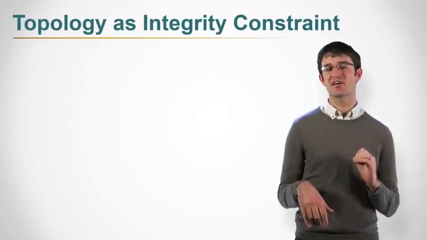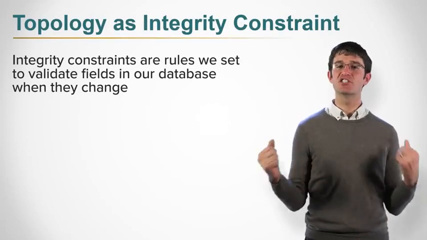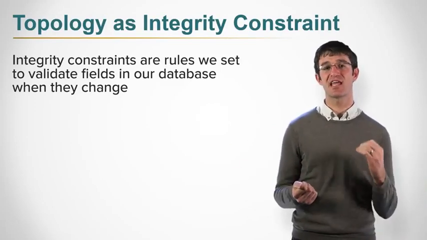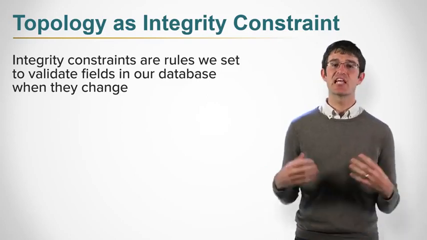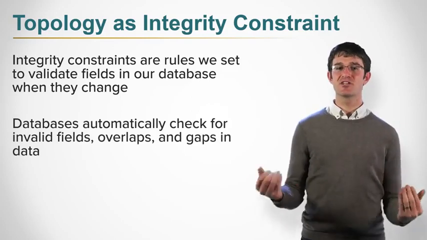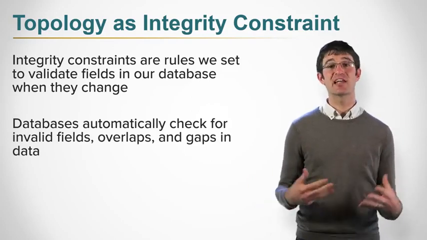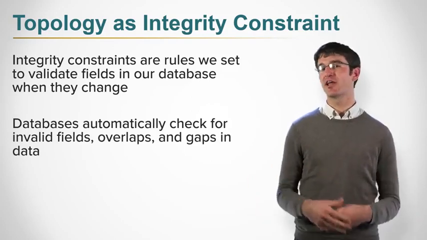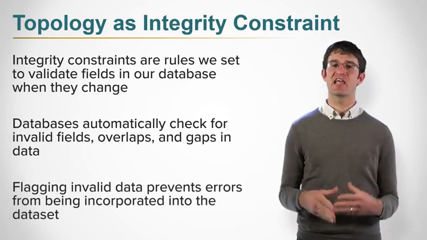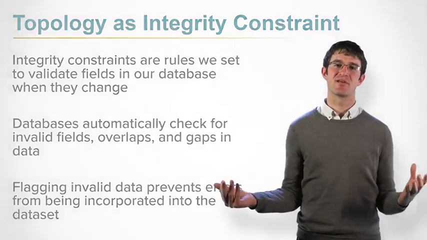Topological rules are another kind of integrity constraint, a general database concept for rules we can set that validate fields in our data when they change. The database already checks that we don't put text in an integer field. It can also check for invalid overlaps and gaps in a similar type of check, running automatically and flagging invalid data when we try to update it, thus preventing errors from being introduced in the first place.